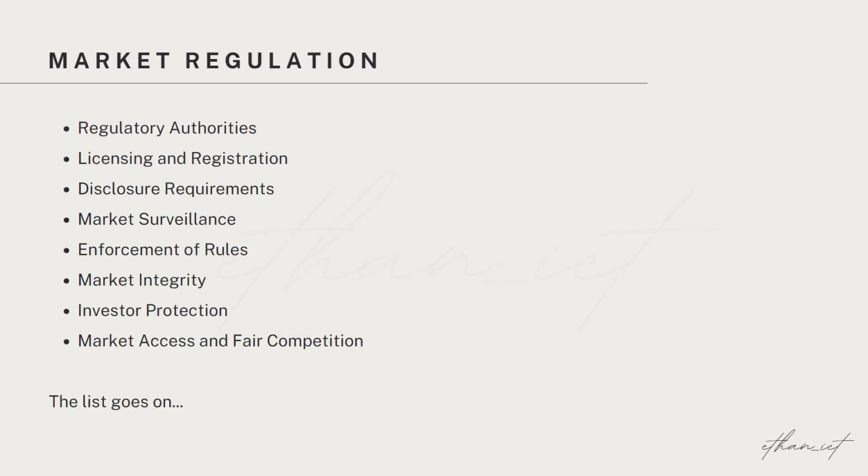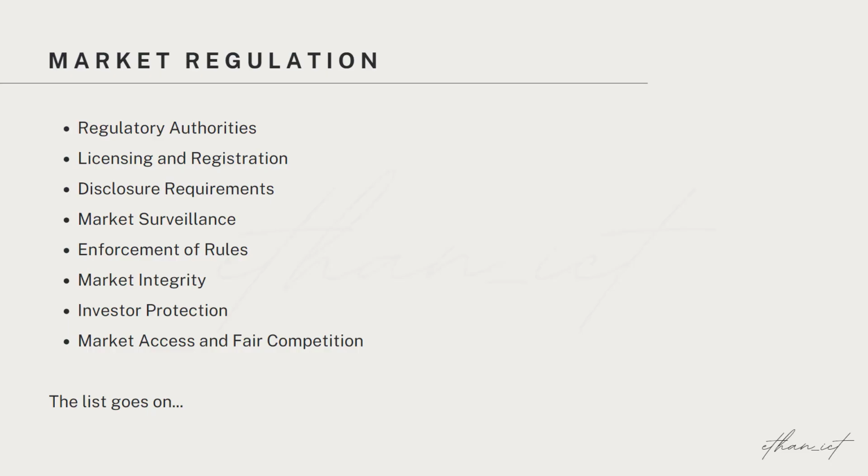Market regulation refers to the set of rules, policies, and oversight mechanisms put in place by regulatory authorities to ensure fair, transparent, and efficient functioning of financial markets. The primary goals of market regulation are to protect investors, maintain market integrity, and foster confidence in the financial system. Here are key aspects of market regulation in no particular order.